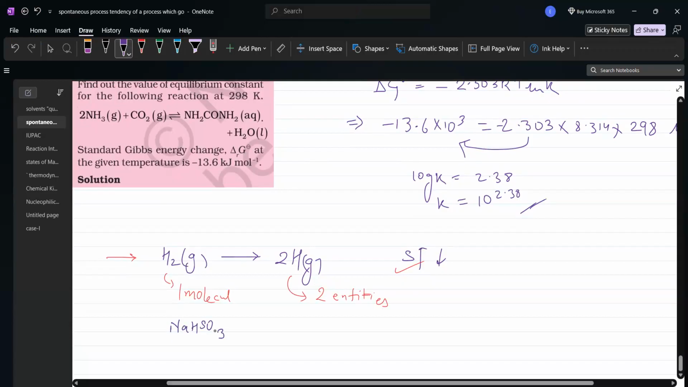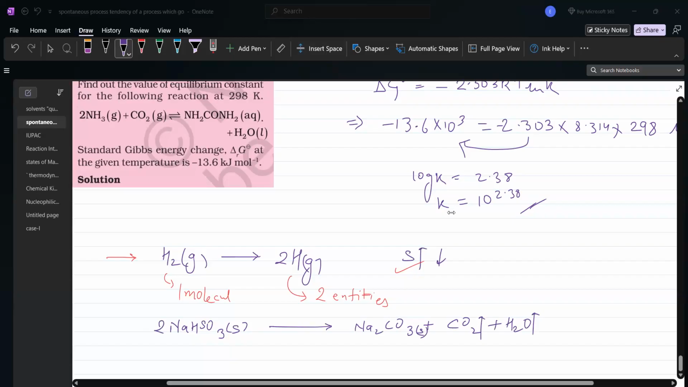Let's see another example. NaHSO3, which is a solid, is converting into Na2CO3, CO2 and H2. This is in gaseous form, this is in gaseous form, and this is in solid form. Can anybody comment? Anybody? Zainab, you tell me. Has entropy been increased or decreased in this reaction?